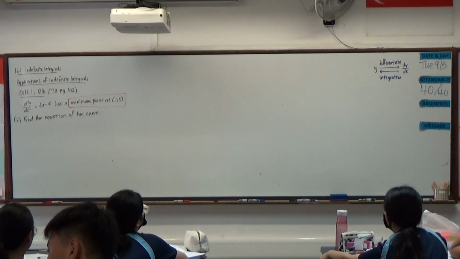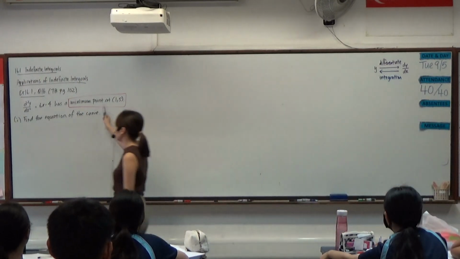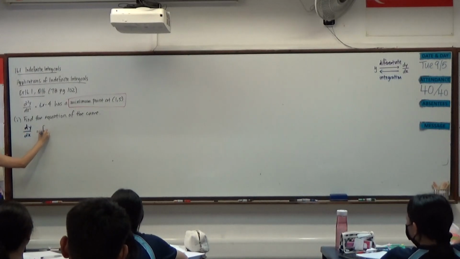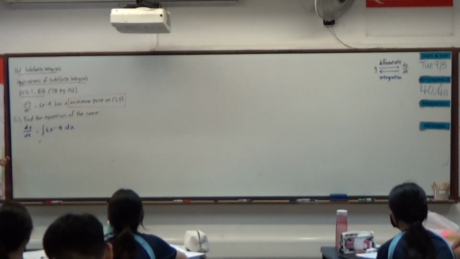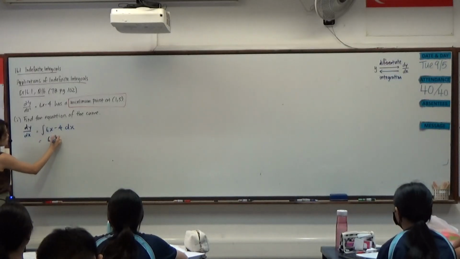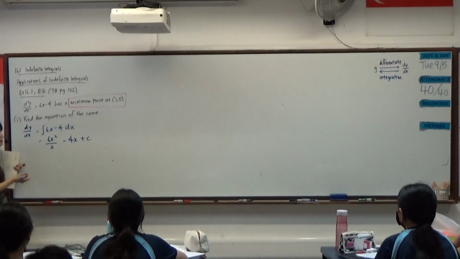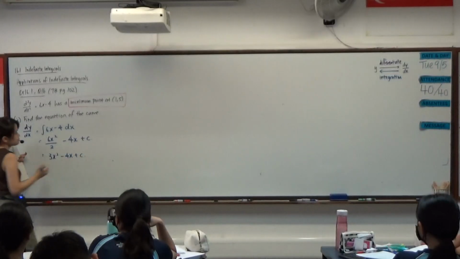I see that most of you are able to integrate, okay? But whether you can proceed from there by making use of this point is another challenge. Given the second derivative, I can find dy over dx by integrating 6x minus 4. Integrating 6x minus 4, you will get 6x squared over 2 minus 4x, and not forgetting the plus c. This simplifies to 3x squared minus 4x plus c.